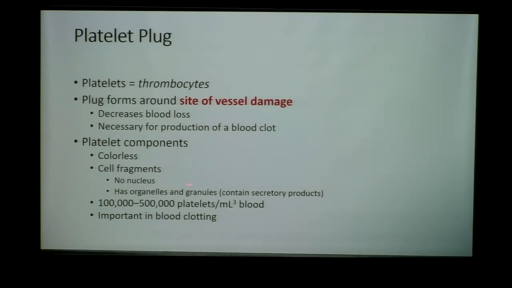Now, the components of platelets are basically colorless fragments. So they do have a few organelles, and they do secrete a few substances. We'll talk about epinephrine and serotonin as examples of those, but they don't have a nucleus, so they can't divide or reproduce themselves. But there are quite a lot of platelets in the blood, about 100,000 to 500,000 per cubic milliliter of blood. And this is a really important part of clotting, right? These platelets.